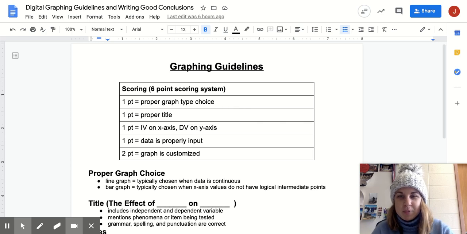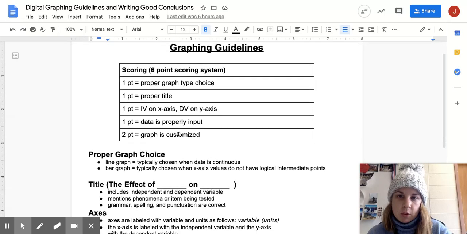Okay, so video number 2 today is about our graphing guidelines. Now, I had shown you a document earlier in the year that was graphing guidelines for more hand-drawn graphs. We have updated our graphing guidelines to go more along with our Google Sheet graphs that we'll be doing all year this year. So I wanted to talk to you a little bit about those, okay?